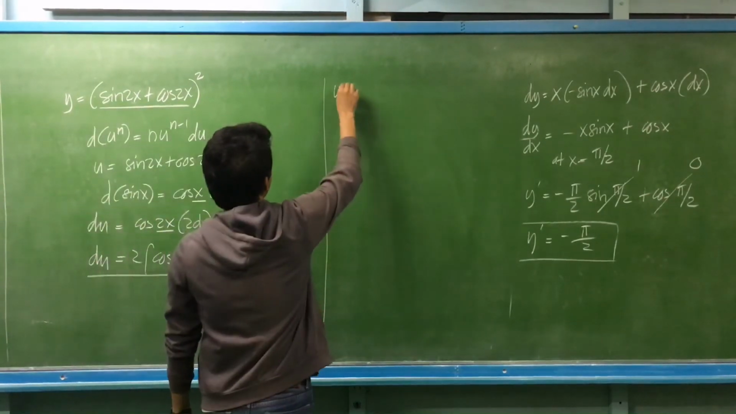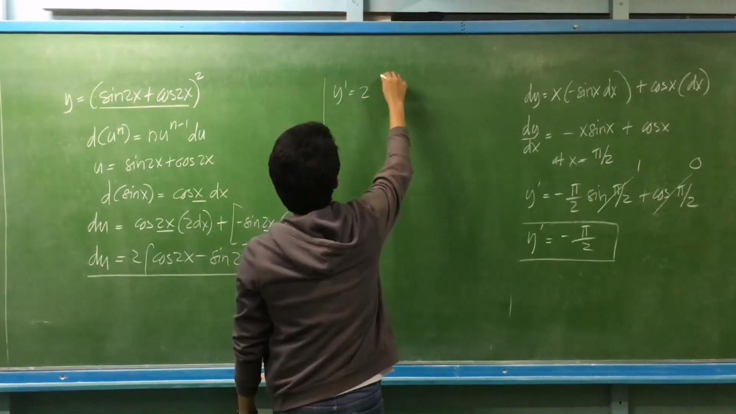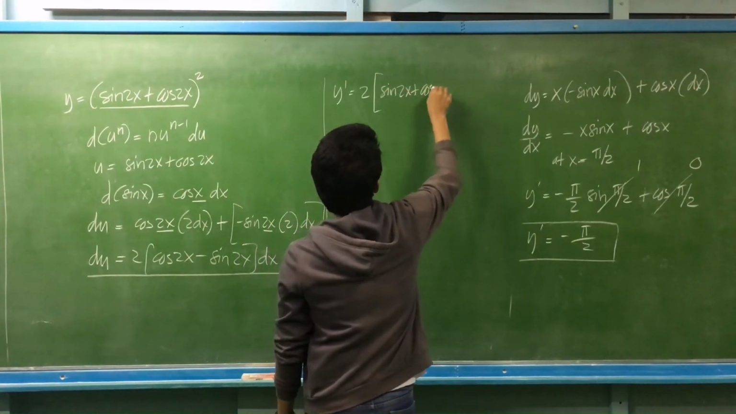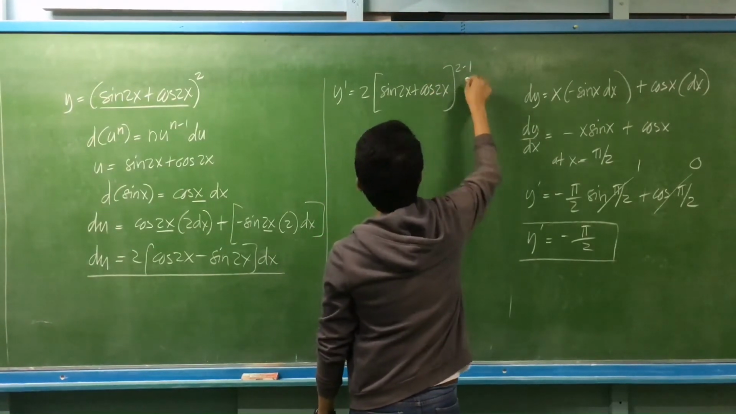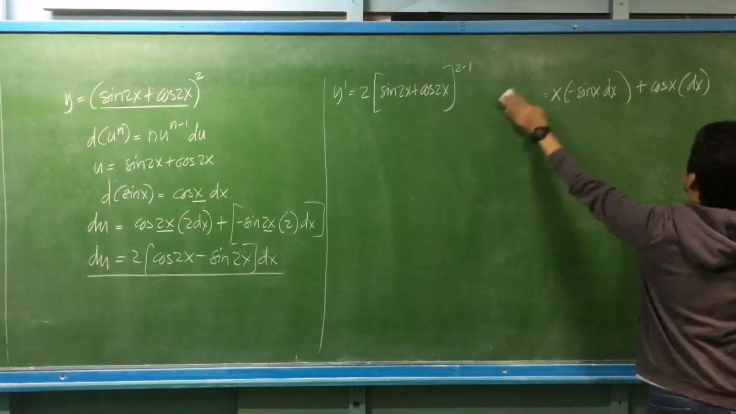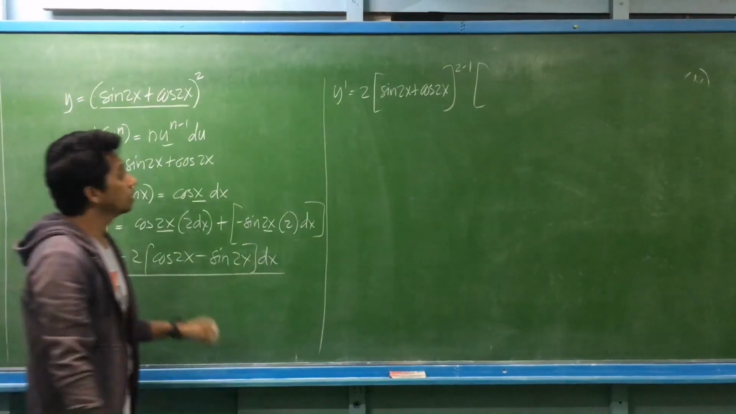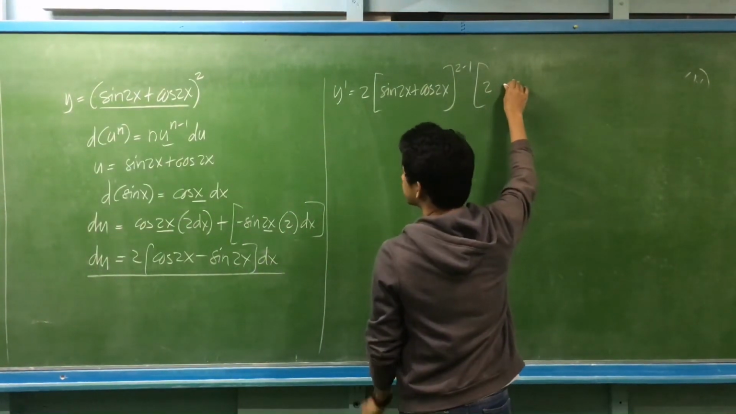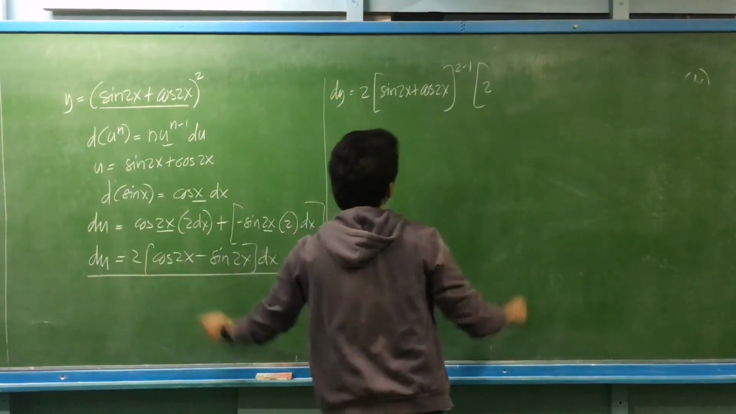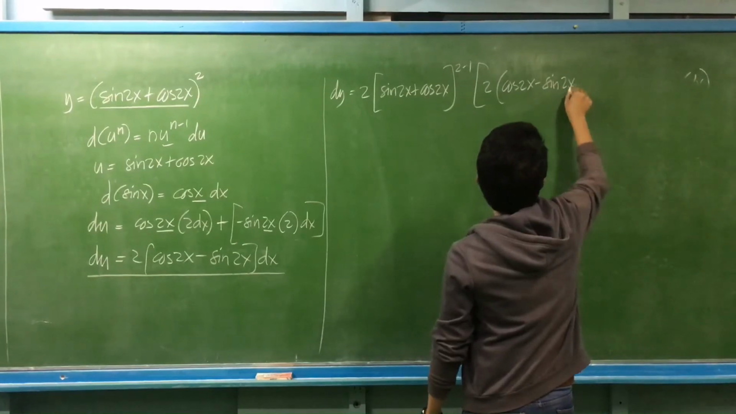So you'll be having the equivalent of y prime. Bring down the exponent, that is 2, then multiplied by your base, this is sine 2x plus cosine of 2x, your exponent minus 1. Then the derivative of the base. What is the derivative of the base? The base u, du, ito yun. That is the same as twice of cosine of 2x minus sine of 2x dx.